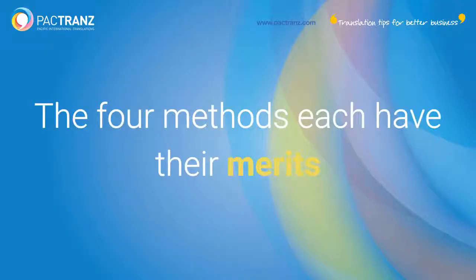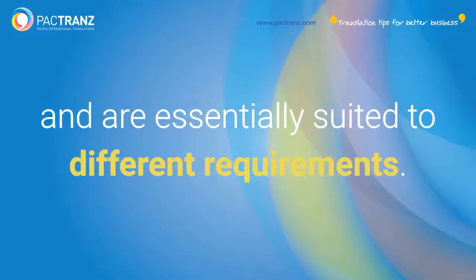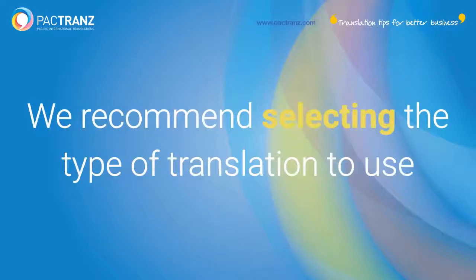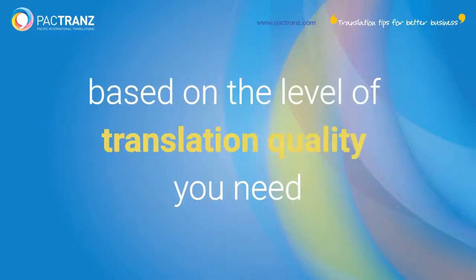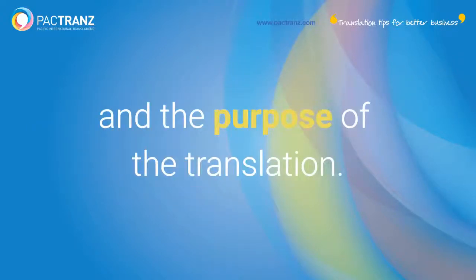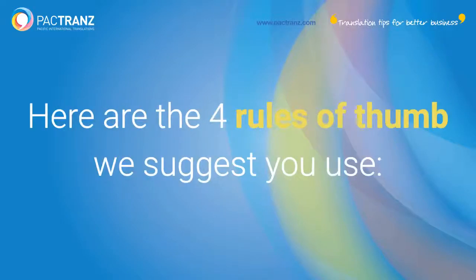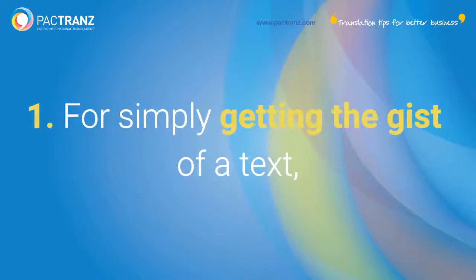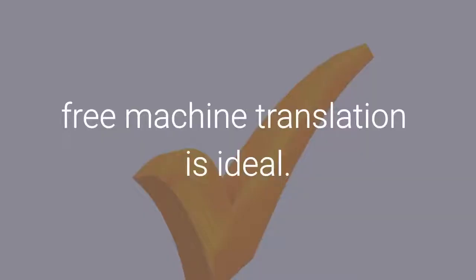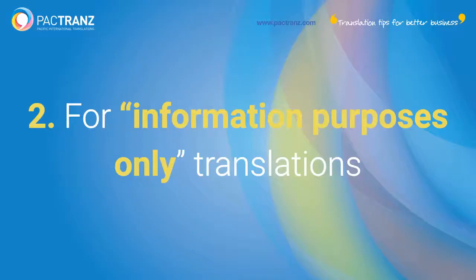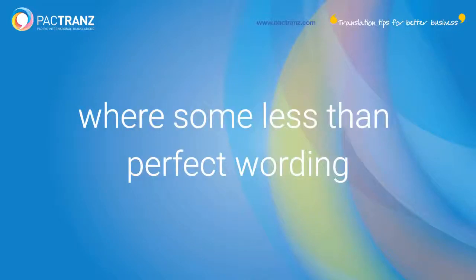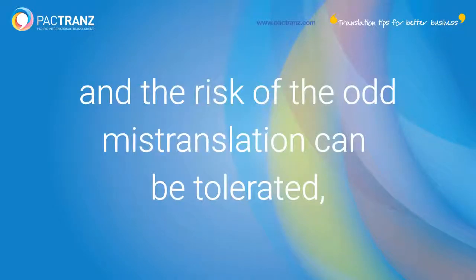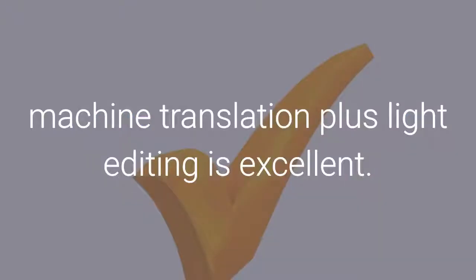The four methods each have their merits and are essentially suited to different requirements. So we recommend selecting the type of translation to use based on the level of translation quality you need and the purpose of the translation. Here are four rules of thumb we suggest you use. 1. For simply getting the gist of a text, free machine translation is ideal. 2. For information purposes only translations, where some less than perfect wording and the risk of the odd mistranslation can be tolerated, machine translation plus light editing is excellent.